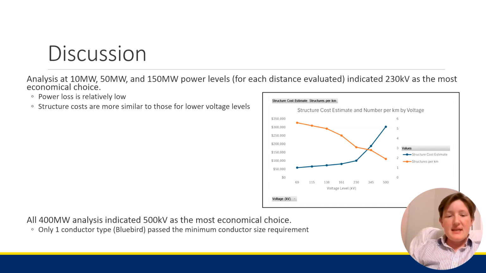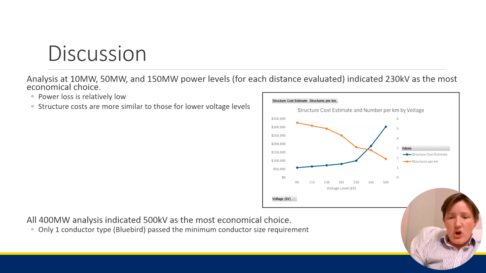So the results indicated that at 10, 50, and 150 megawatts, the power levels across each distance that was evaluated, the 230 kV line is the most economical and optimized choice. And this makes sense looking at a couple of numbers. So the power loss is relatively low because it is a pretty high voltage. However, the structure costs are more similar to those at the lower voltage level.